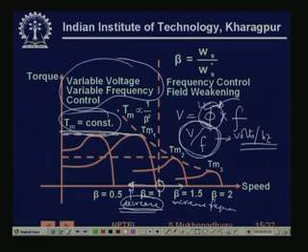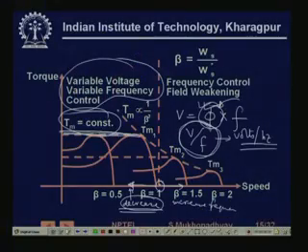On the other hand, if you want to go for lower speeds, you can maintain torque by having this V by F control. For higher speeds you cannot, because you are trying to increase frequency and you cannot increase voltage. So you have to reduce. So the air gap flux will fall, and the maximum torque achievable will also fall. So this is the operating region exactly like the DC motor case.